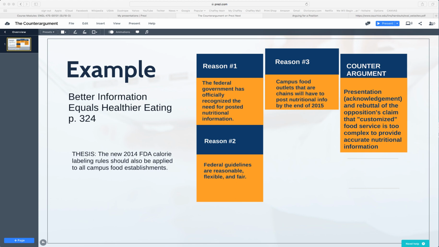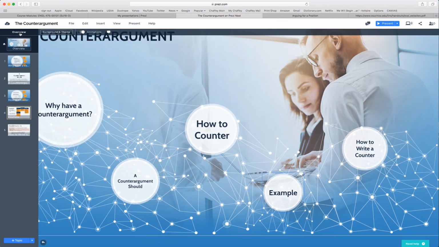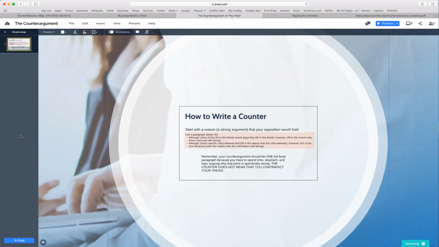So she's saying, yeah, I understand that it could be hard for those food establishments to put that nutritional information there. Having nutritional information available on those customizable things is actually still a good thing because students will be aware. So does that make sense how she's tackling that particular counter argument? She's actually making a rebuttal here. She's saying, yeah, I understand. However, they're still wrong, and here's why. That's what you ultimately want to do in your particular counter argument.